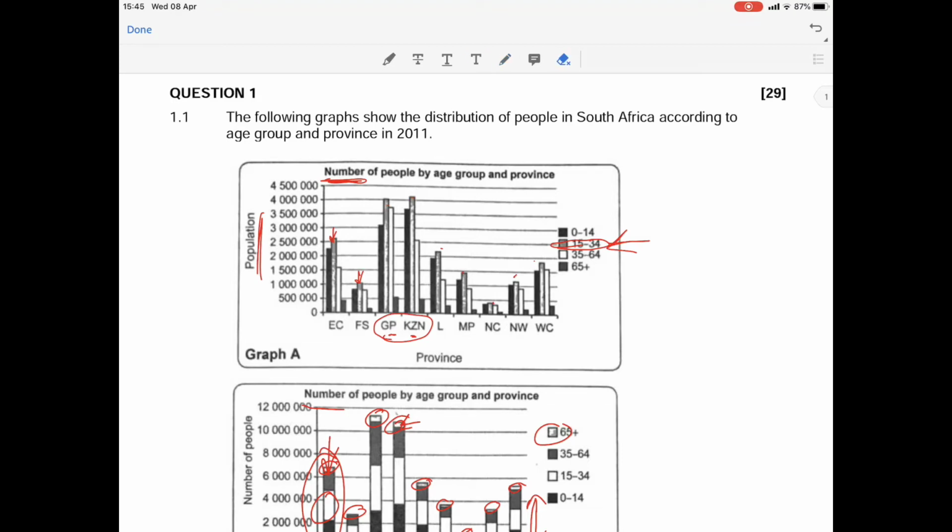And roughly how many residents are there in these provinces that are aged 15 to 34? Well, you just have a look. Swinging across to your vertical axis, these two graphs appear to peak around 4 million people.